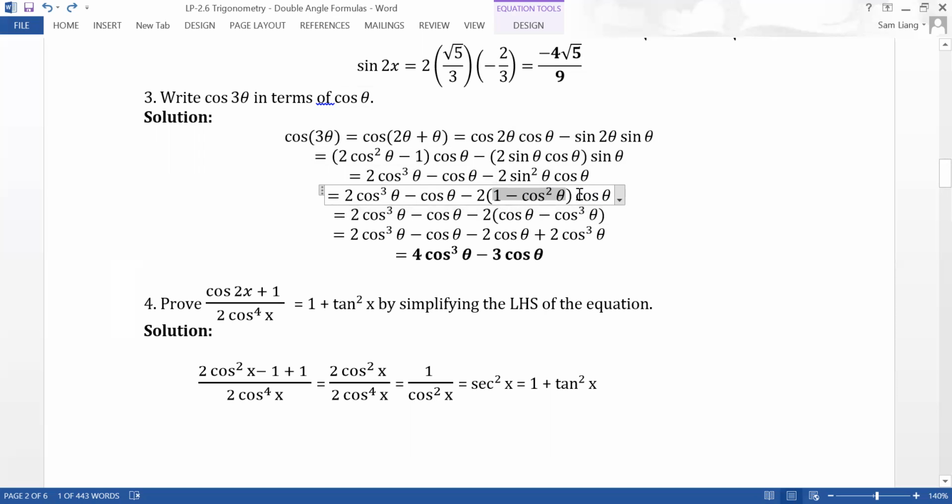So here I distributed, I multiplied this with that. So we get cosine theta times 1 is cosine theta, then cosine squared theta times cosine theta is cosine cubed theta. And then in the next step, I distribute the 2. So we get negative 2 cosine theta plus 2 cosine cubed theta. And then just combine like terms. So we get 2 cosine cubed theta plus another 2 cosine cubed theta is 4 cosine cubed theta. And then minus cosine theta minus 2 cosine theta is minus 3 cosine theta. So that'll be your final answer right there.